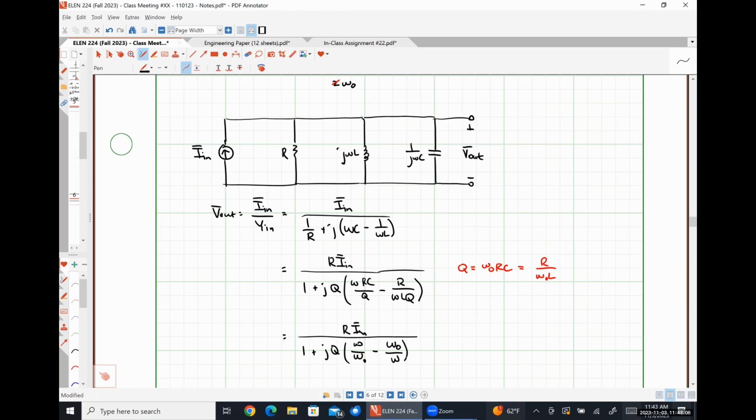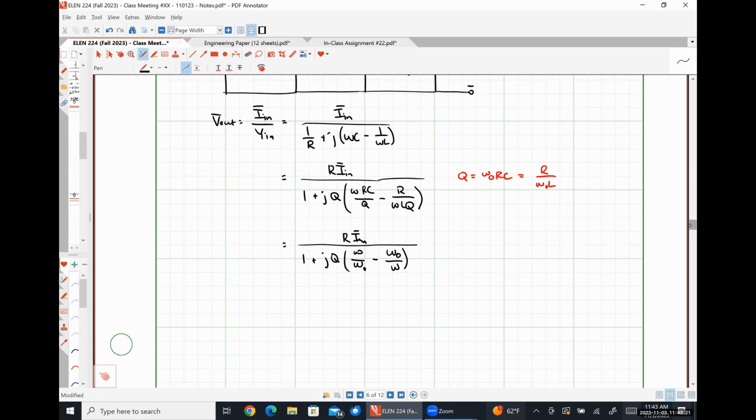And at this point, we are effectively identical to what we had for our series RLC circuit, except that there's a factor of R in the numerator. So our transfer function here, which in this case will be defined as the output voltage divided by the input current, is just R divided by 1 plus jQ times omega over omega naught minus omega naught over omega.